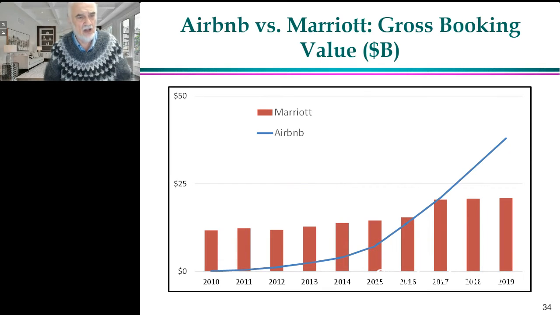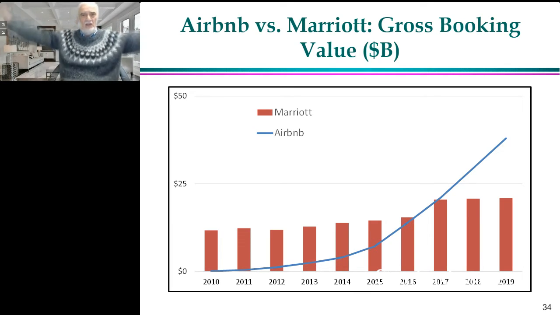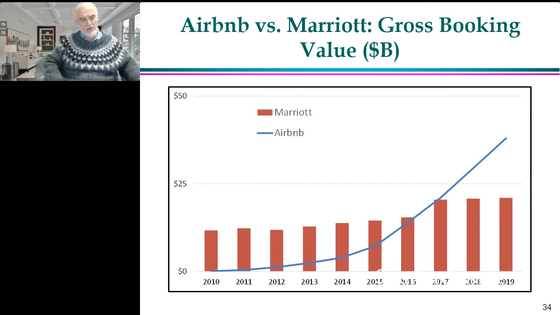You can see early on, Airbnb is increasing, but of course, Marriott is much, much bigger in terms of the amount of money that people pay to stay there in the aggregate. But by 2017, Airbnb matched Marriott. And by 2019, it exceeded Marriott by far, right? Because of the advantages of its business model.